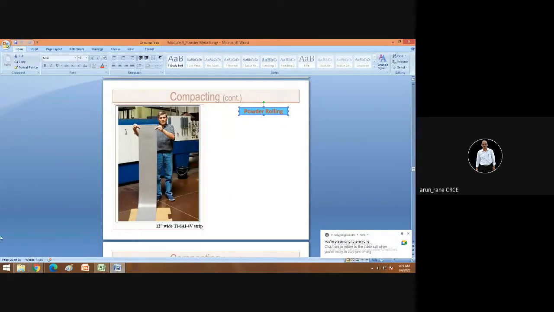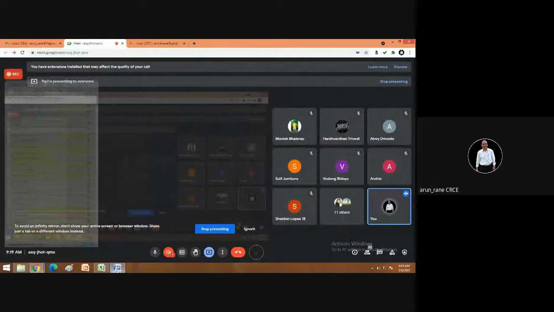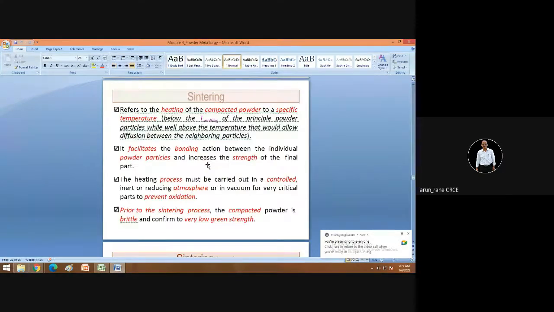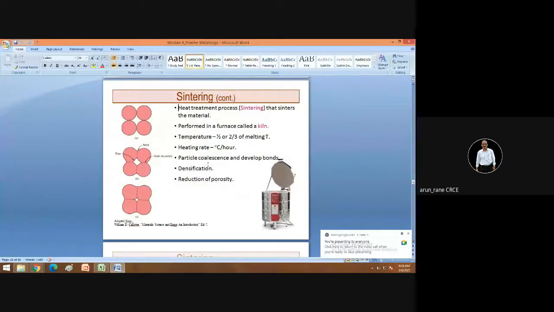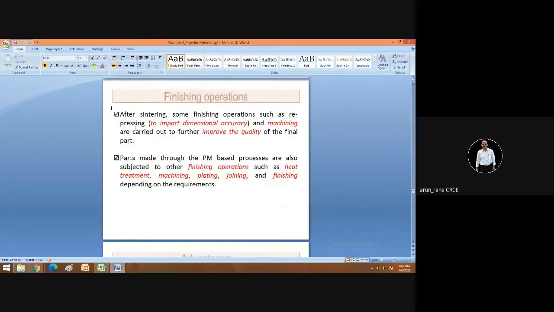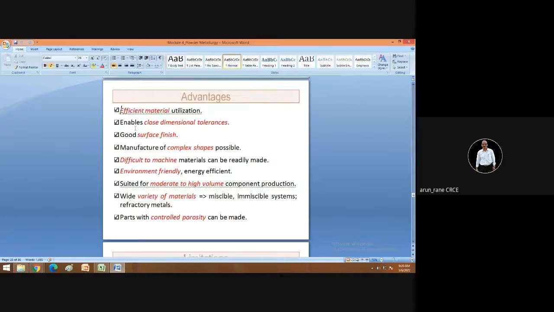Now this is a sheet which you got after rolling. That is your powder rolling. Another method of compacting is powder extrusion. This also you are familiar with. Sintering we know easily, that this void, this space, is reduced in sintering. We are not talking about the energy calculation, how much energy is required, or the mathematical models.